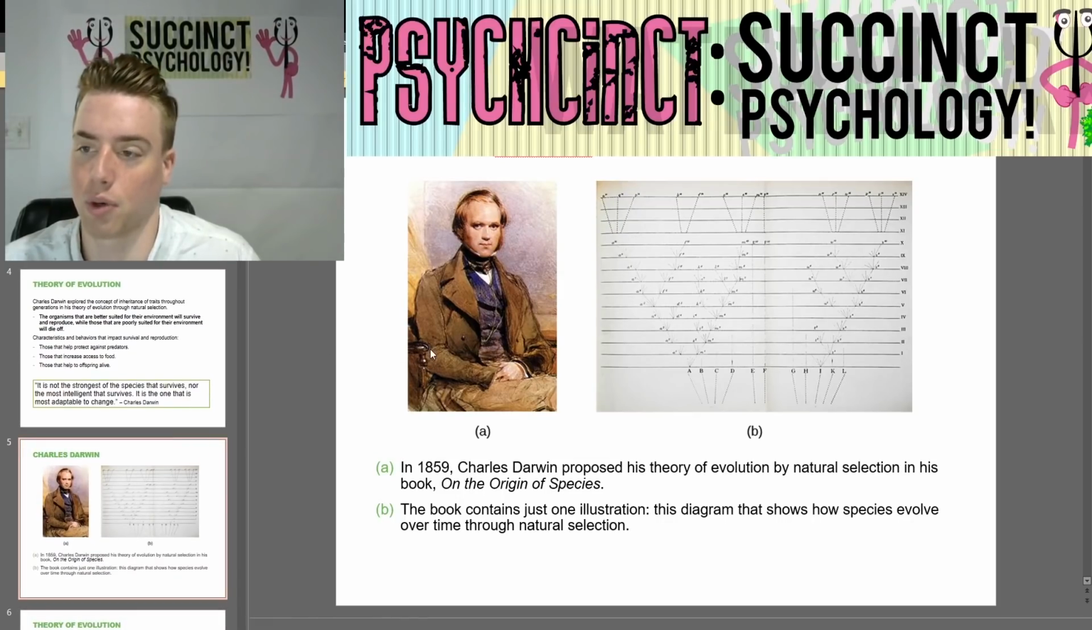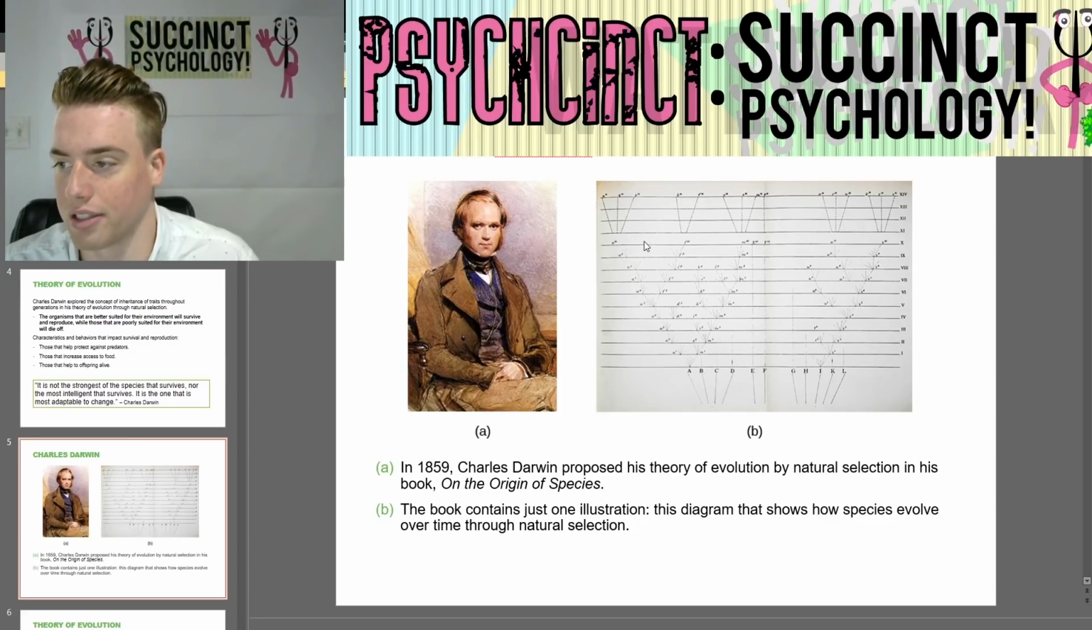Nice little refresher for you. So here we have Charles Darwin. In 1859, Charles Darwin proposed his theory of evolution by natural selection in his book On the Origin of Species. In the figure here, the book contains just one illustration. This diagram shows how species evolve over time through natural selection. You can see it's a pretty complex little graph he's got here, but it's just breaking down how species change and evolve over time.